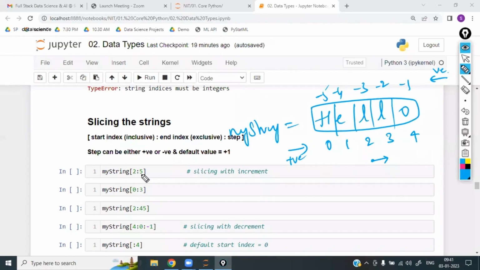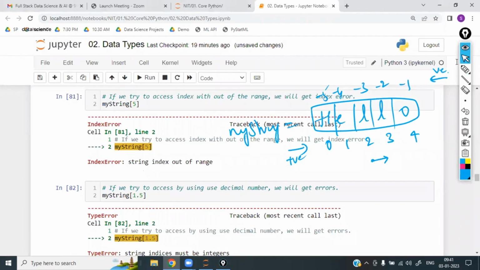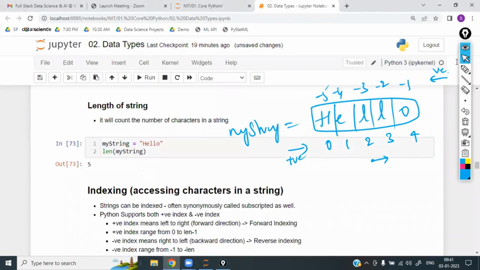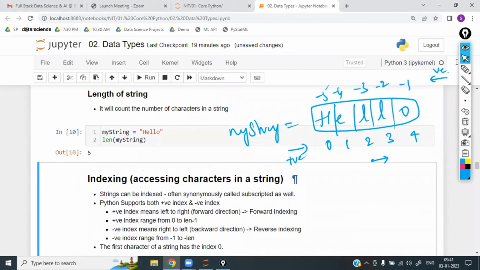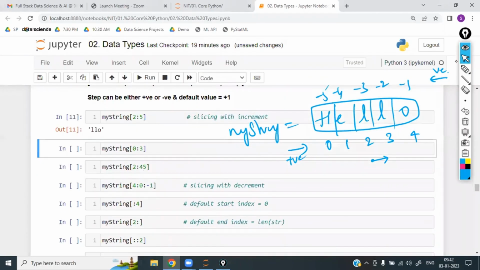In this direction, till 5. 5 should not be included. 2, 3, 4. What is there at 2, 3, 4? L-L-O. So it is going to print the same answer. First it is asking for my string, so my string is this one. First let us execute this cell. Now let us execute this cell. Is that clear? L-L-O.